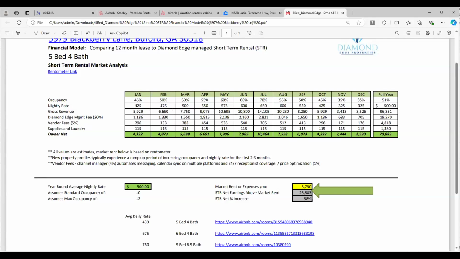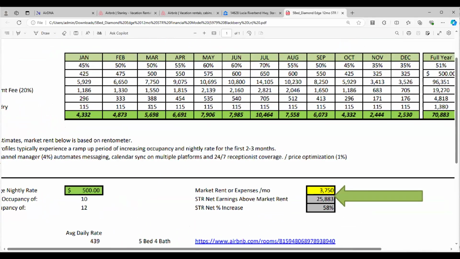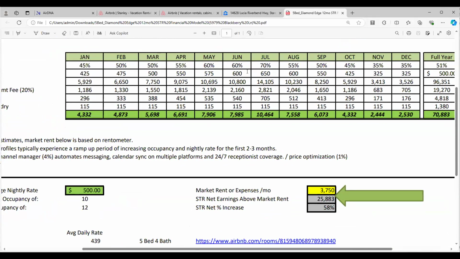And the same thing with your nightly rates. In most markets, your busy times are going to have a higher nightly rate, as well as higher occupancy. And so you want to make those adjustments based on what you're seeing your comps are doing in that manner.